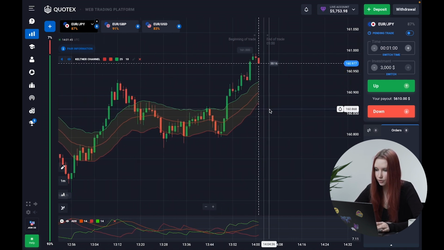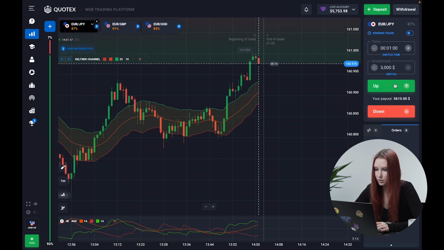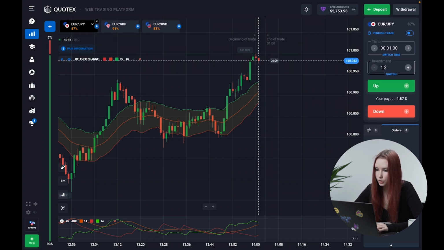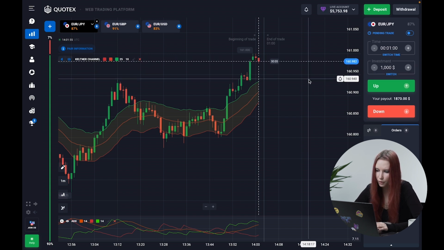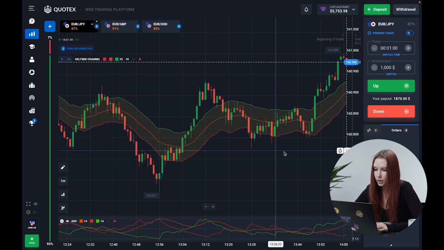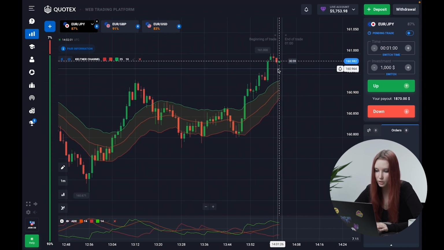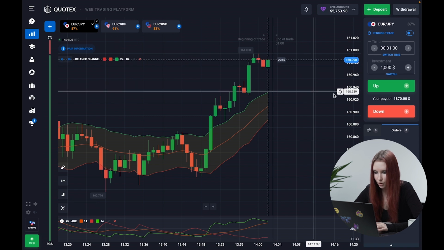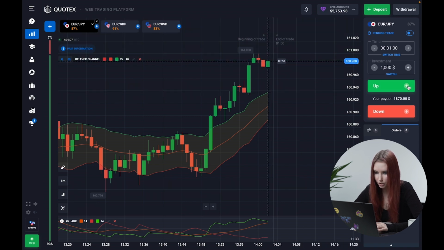As I know, my financial goal is $6,000 and I need not so big a profit, so I'll trade just with $1,000. $1,000 will be enough for me to put in this trade. ADX is looking in the up direction, the positive line is looking down, and I'm ready to take my decision. So a trade in the up direction. Let's go.